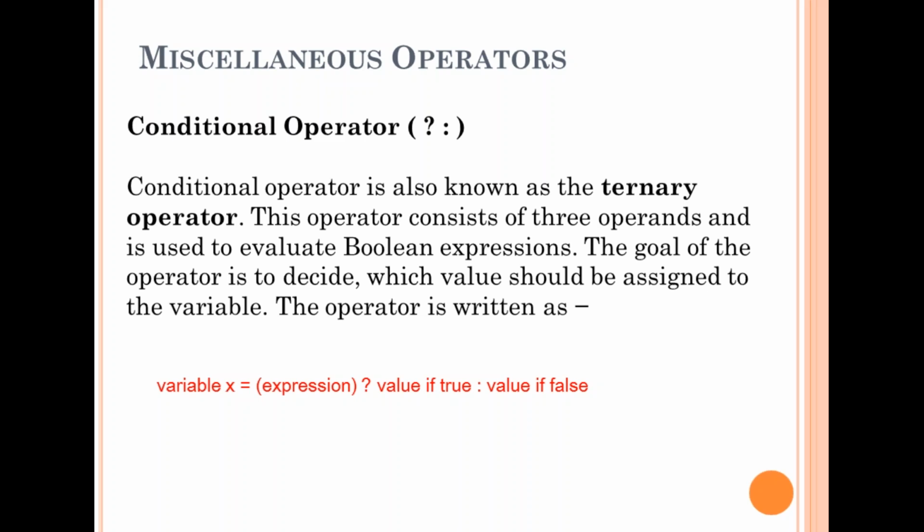Miscellaneous operators. There are few other operators supported by Java language. Conditional operator. Conditional operator is also known as ternary operator. This operator consists of three operands and is used to evaluate Boolean expressions. The goal of the operator is to decide which value should be assigned to the variable. The operator is written as variable x equals expression question mark value if true colon value if false.